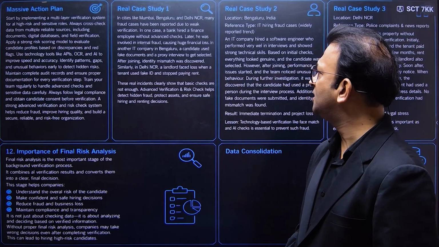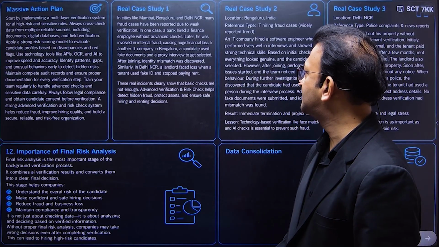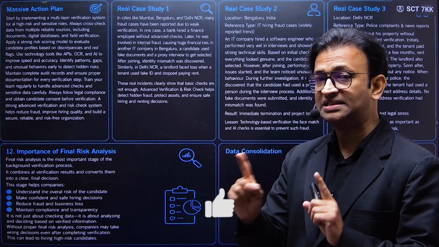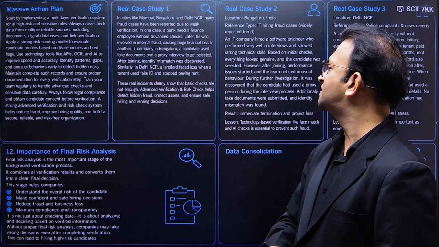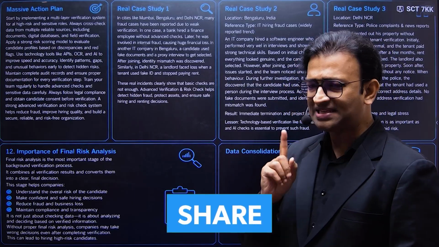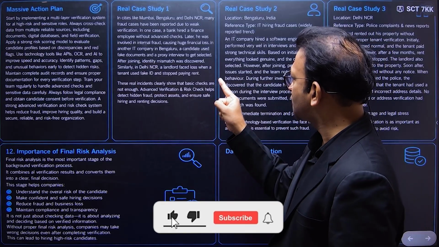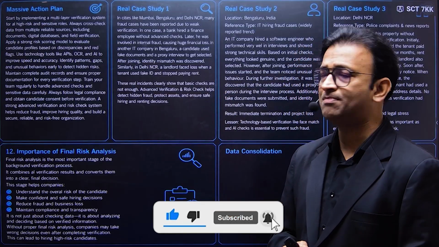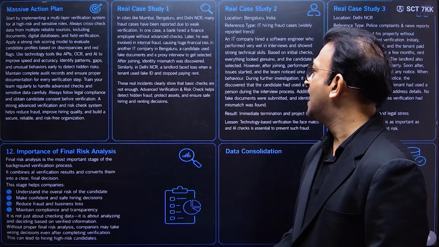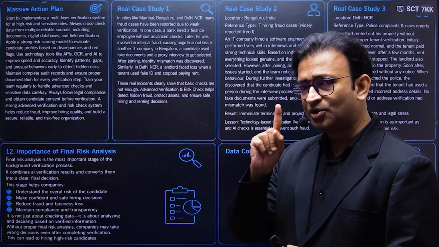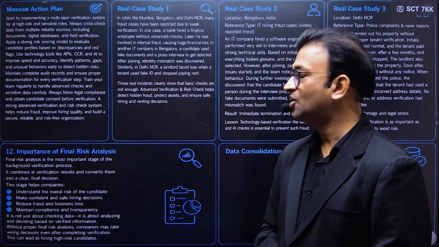In another IT company in Bengaluru, a candidate used fake documents and a proxy interview to get selected. After joining, identity did not match. And similarly, in Delhi NCR, a landlord faced loss when a tenant used a fake ID to get into the apartment. These real incidents clearly show that basic checks are not enough. Advanced verification and risk check helps detect hidden fraud, protects your assets, and ensures safe hiring and renting decisions.